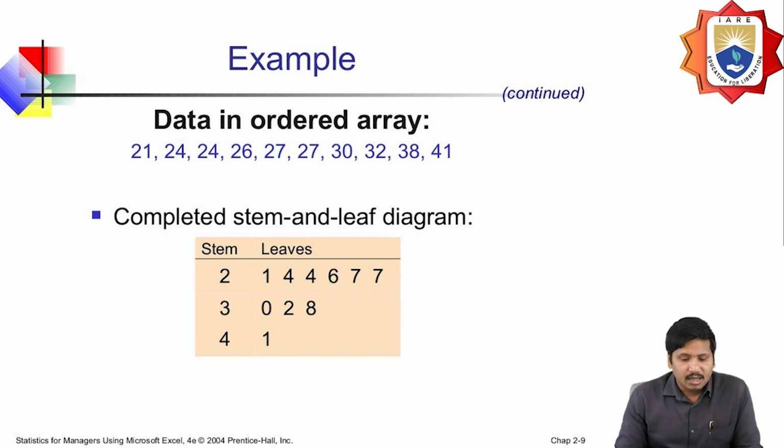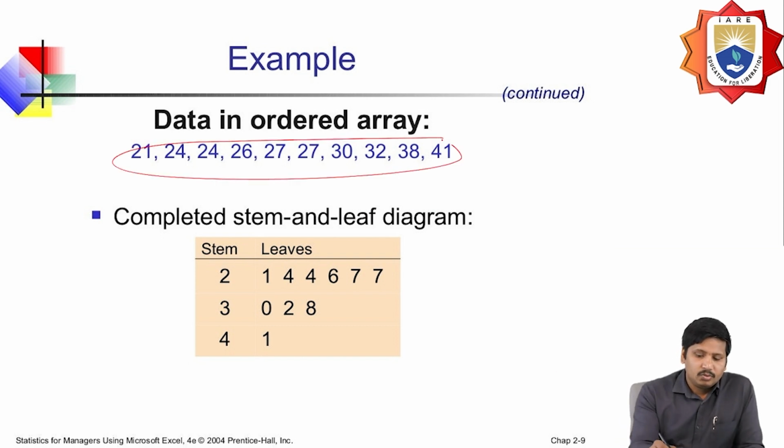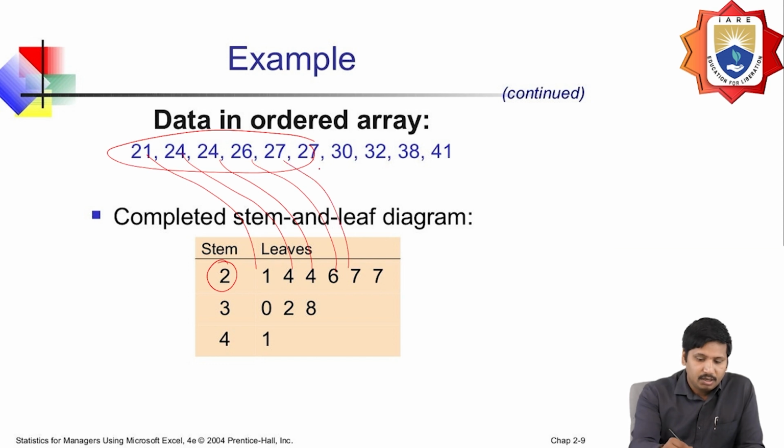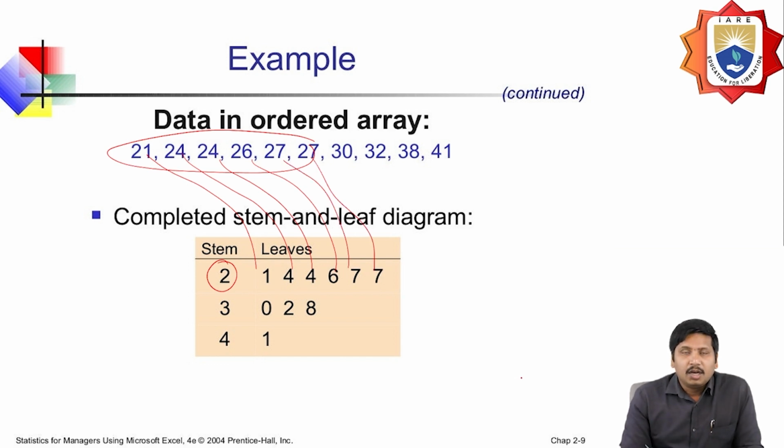Let's take another example. This is the ordered array, where the data is arranged in sorted order. We have to construct the stem and leaf diagram for the entire data set. How can we construct it? For this, take the stems and leaves like this. Now to construct the 20 series, 2 is the stem, and the values are 1, 4, 4, 6, 7, and 8. Like this, we construct the leaf values for stem 2.